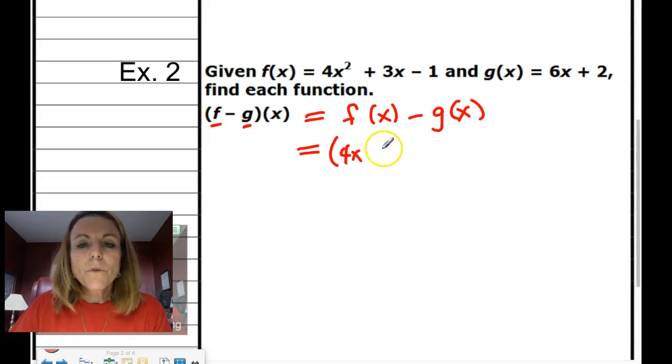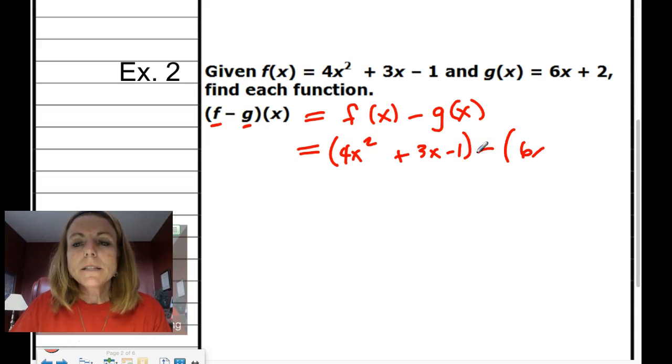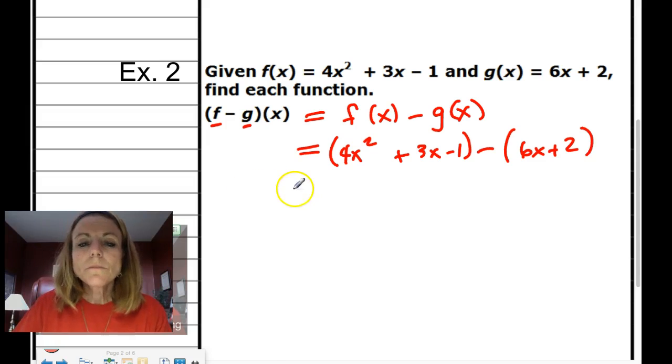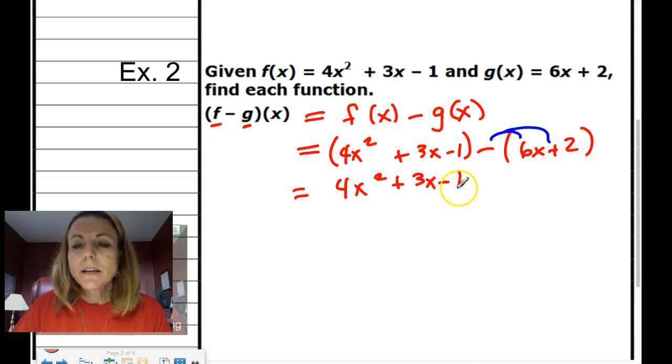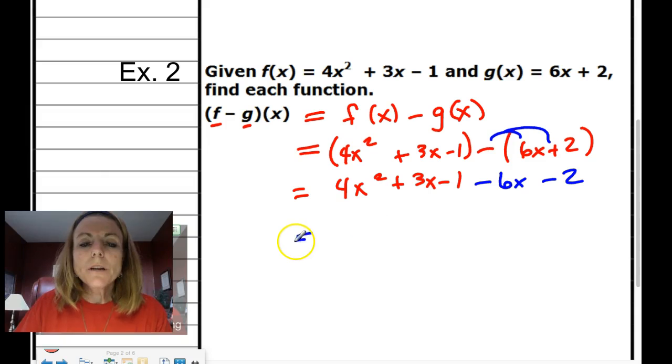Okay, 4x squared plus 3x minus 1 minus 6x plus 2. So what I'm going to do is rewrite the 4x squared plus 3x minus 1. We don't need parentheses anymore. And now we're going to distribute that minus sign in, which will give us negative 6x minus 2.